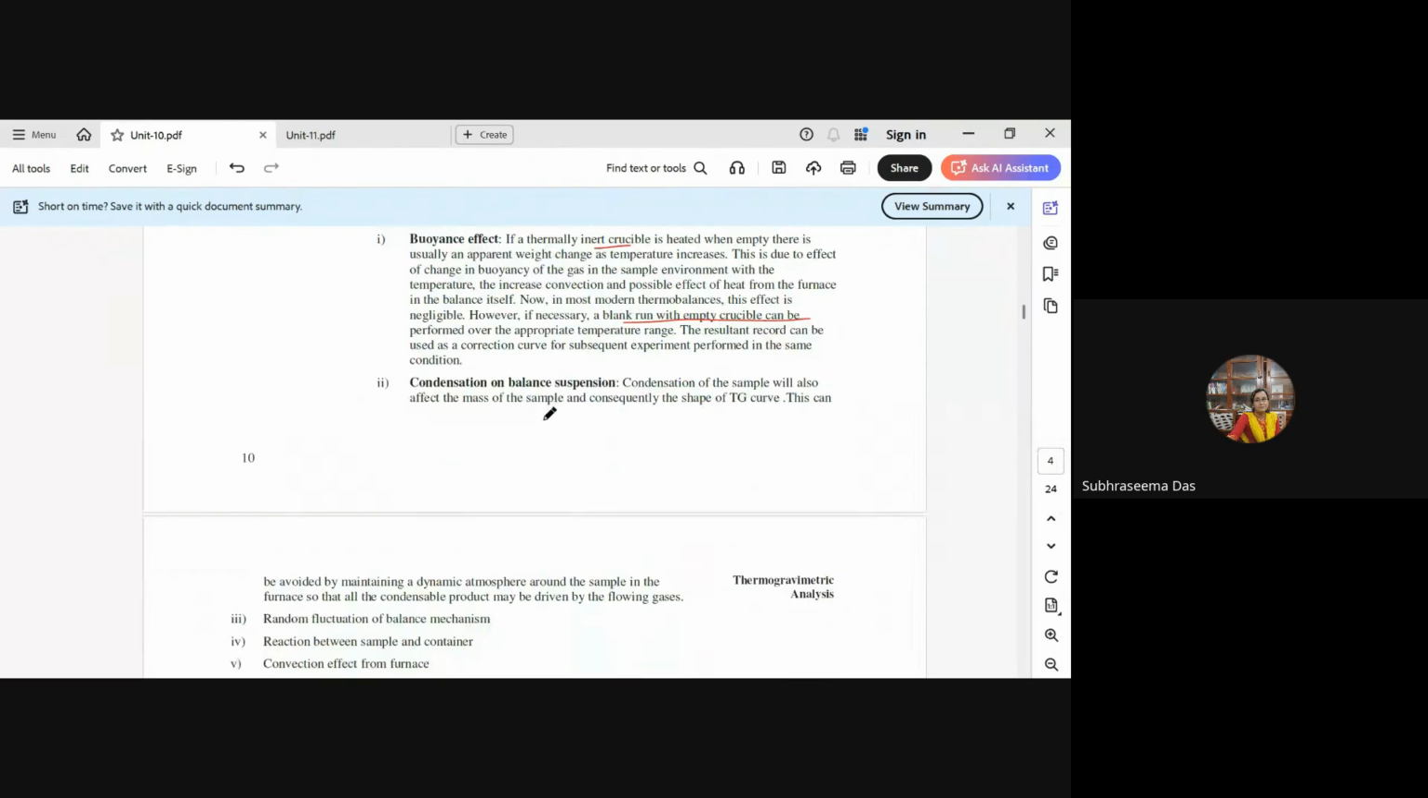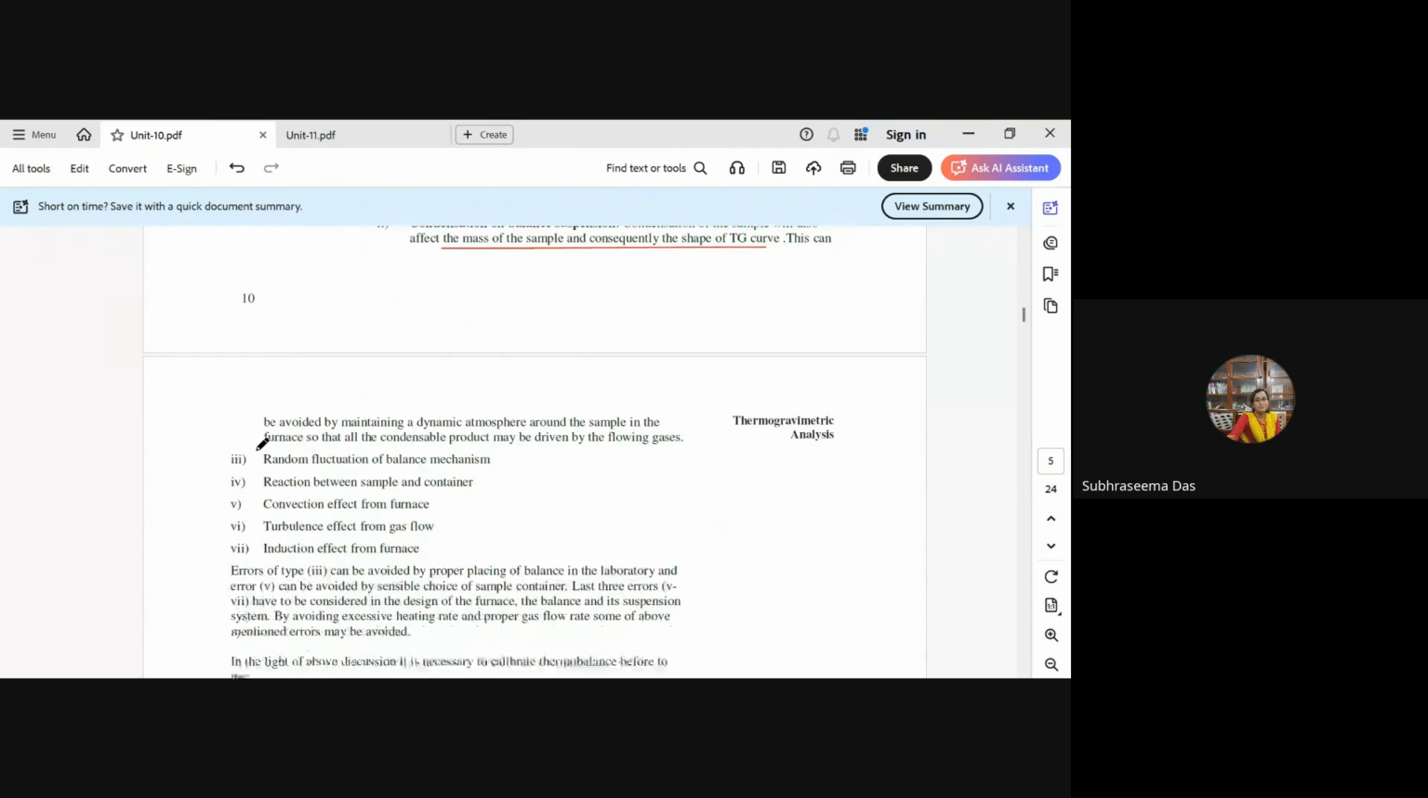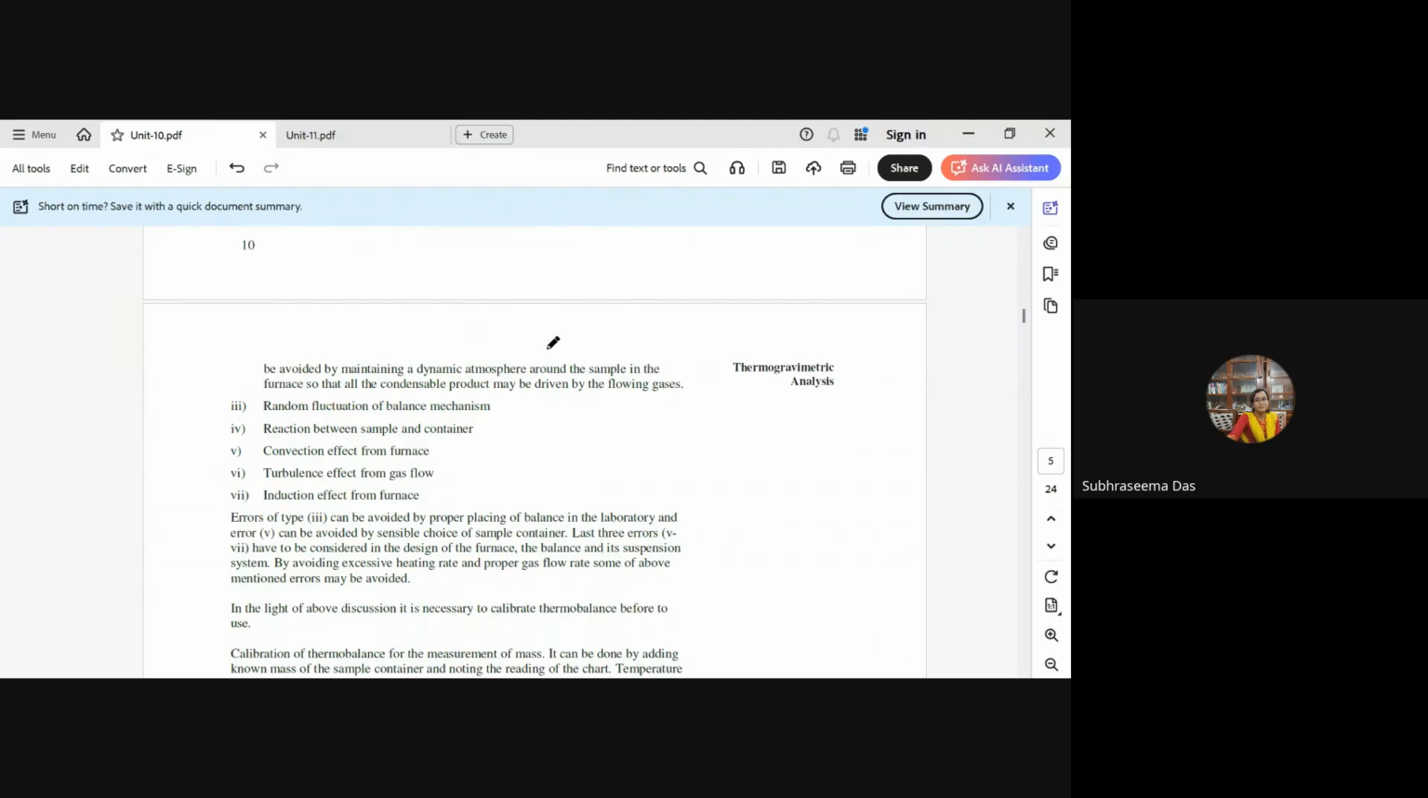Then the second source of error is condensation on the balance suspension. If our sample has the tendency to undergo condensation, this will also affect the mass of the sample. If the mass of the sample rises or falls during the TG measurement, the shape of the TG curve will also be disturbed. This can be avoided by maintaining a dynamic atmosphere around the sample in the furnace, so that all the condensable products present in our sample are driven away by the gases.